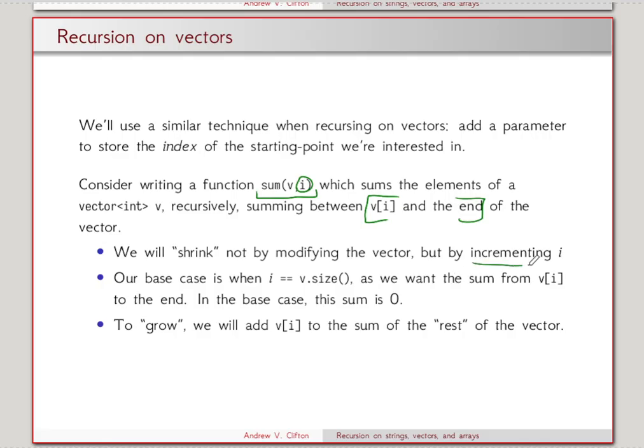Our shrink is going to be incrementing i, moving i closer to the end of the vector. Our base case is when i equals v.size(). What's the sum of all the elements between the end and the end? The answer is 0. And then to grow, on the way back up, we'll add the ith element to the sum of the rest of the vector, the stuff that comes after it, the stuff that the recursive call returns.